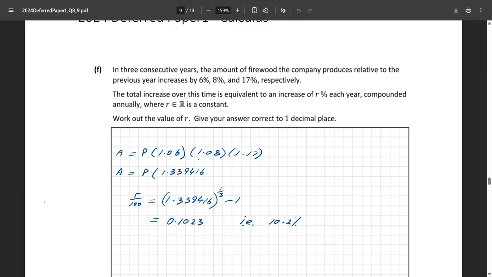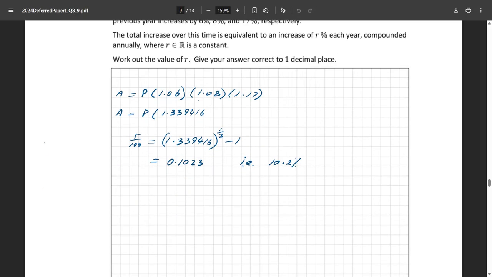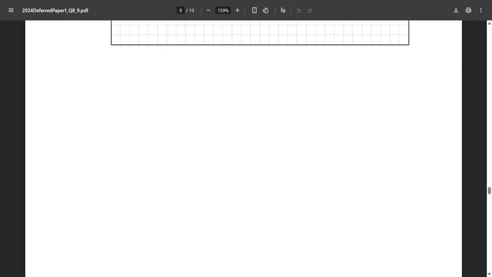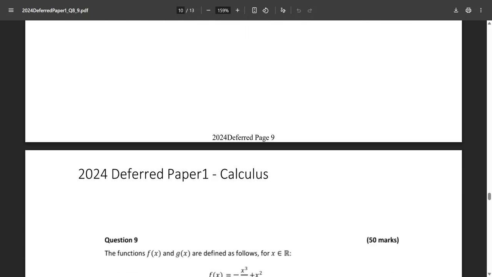So what we're saying is that these three separate interest rates are the equivalent of 10.2% per year. Or sorry, increasing, is it? In this case, yeah, the increase is 10.2% produced per year. And that's the end of the question. So in the next video, we'll go on to question 9.